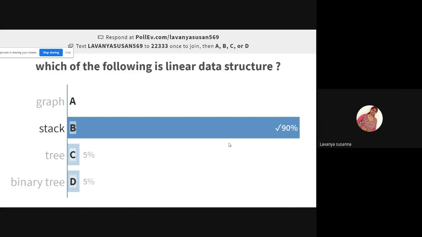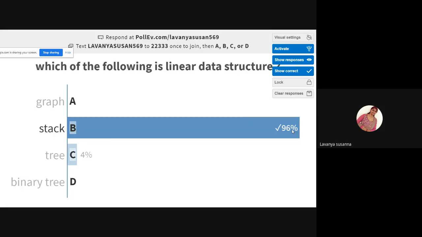Okay, 90% have given stack. Yes, stack is the answer. 4% have given tree. No, tree is not a linear data structure. I already explained that. And 4% of students have given binary tree. Binary tree is not the answer. Very good, 96% of you have given the answer as B. Yes, B is the answer.